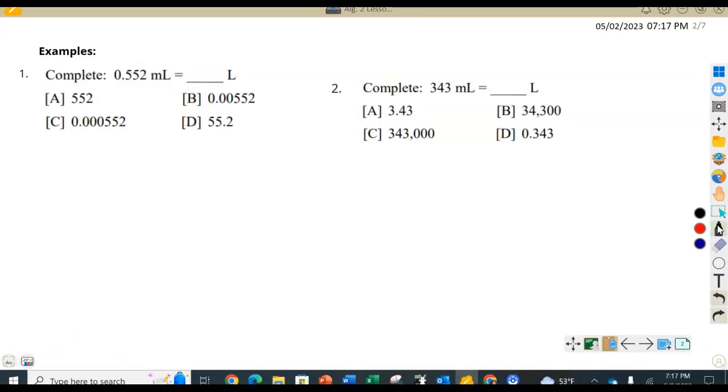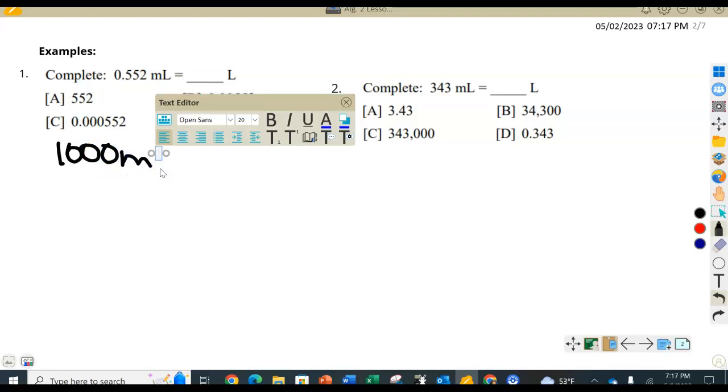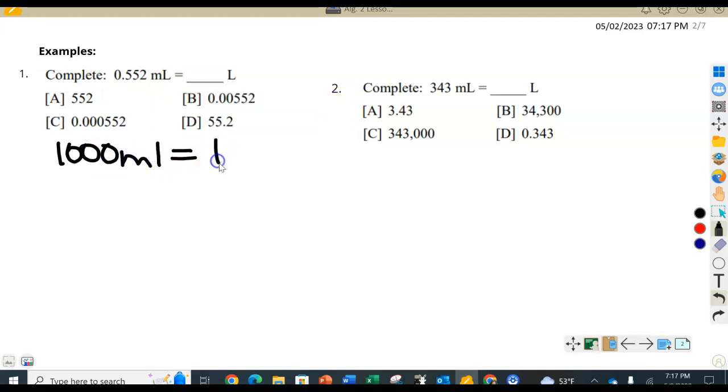All right, guys, let's look at a few examples. The first one says convert 0.552 milliliters into how many liters? First, on the EOC practice sheet or the reference sheet, you're going to be given some conversions. It'll tell you that 1,000 milliliters equals 1 liter. So let's write that down: 1,000 milliliters equals 1 liter. If you don't know that and you don't have a reference sheet, you can Google how many milliliters in a liter, and it will tell you.